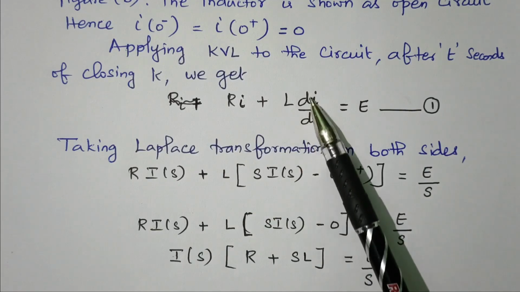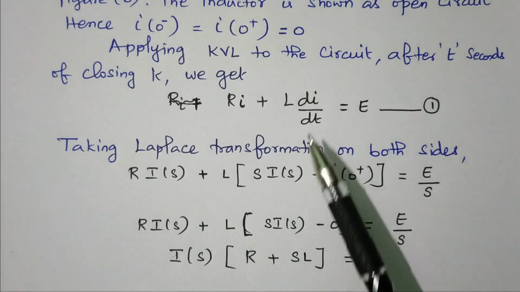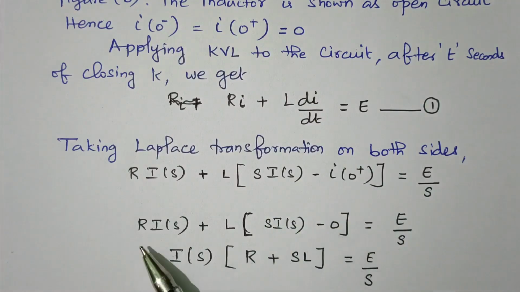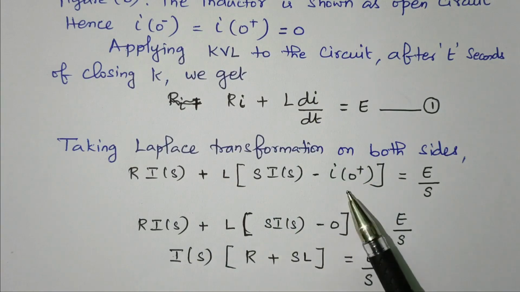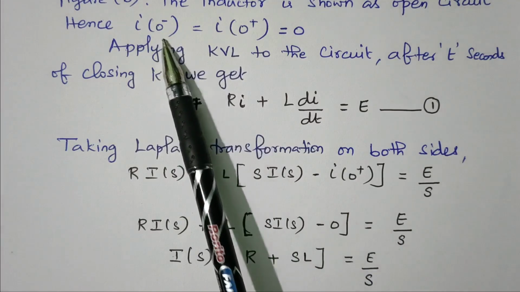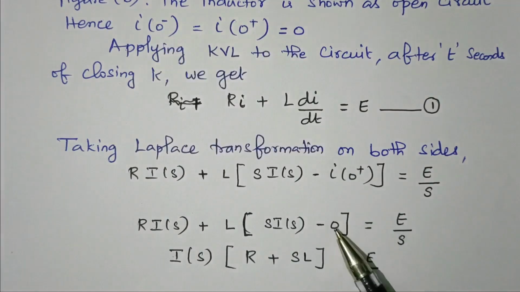So the Laplace transform of di by dt is s into I of s minus the initial condition. Then R into I of s plus L, s into I of s, minus this initial current. We already discussed that the current before closing, after closing the switch, is 0. This value is 0. That is equal to E of s.